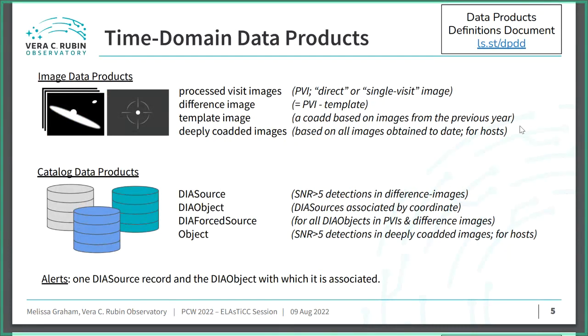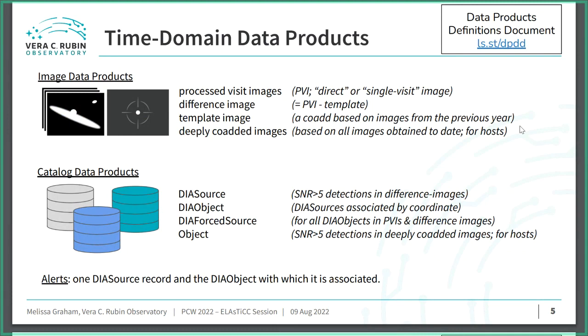So I wanted to pick out now, in a little finer detail, data products that are useful for time domain astronomy, and really give you some of the nomenclature as well. So we have processed visit images, also called PVIs, also called direct images or single visit images. Yes, we have lots of names. They're also called calexps. So there are so many names for these. It's just the single visit that was obtained of a single area of sky at a time in a filter. So those are the PVIs.